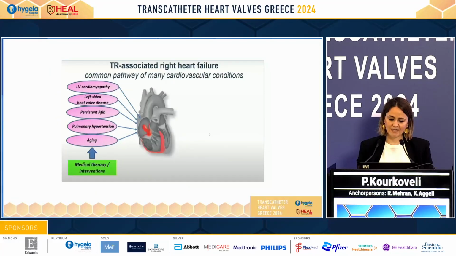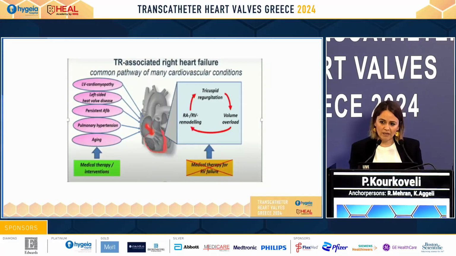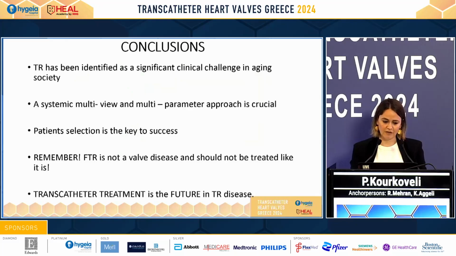So when it comes to therapy in tricuspid regurgitation, again, as we mentioned many times, we need to focus on the underlying disease. There's no point in doing transcatheter intervention without knowing what the issue is, what the main cause is. And it's the only way to interrupt this vicious cycle of tricuspid regurgitation and right heart failure.